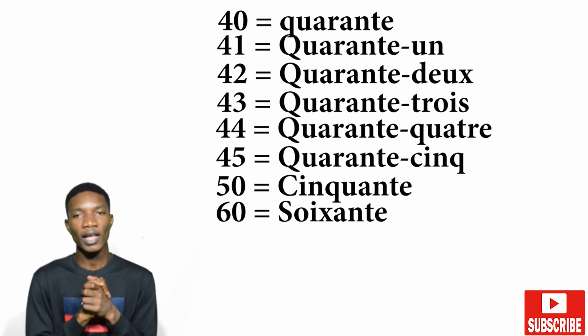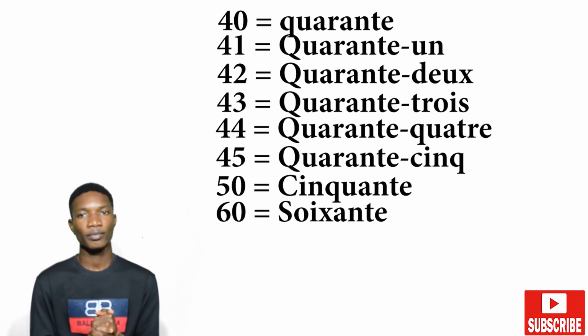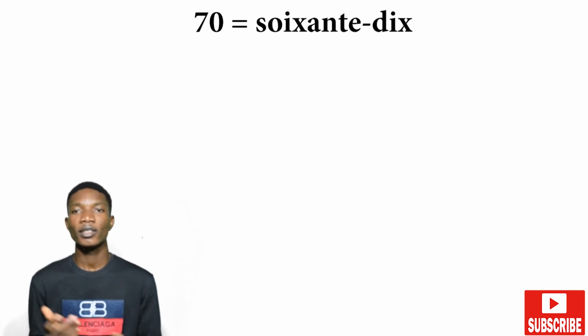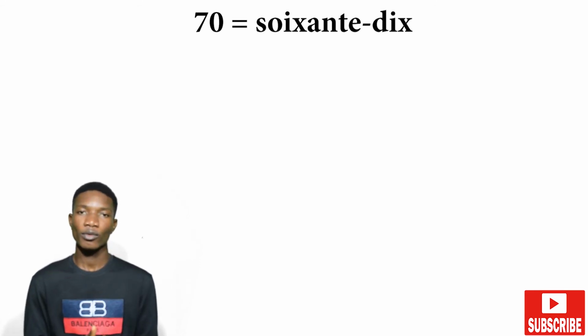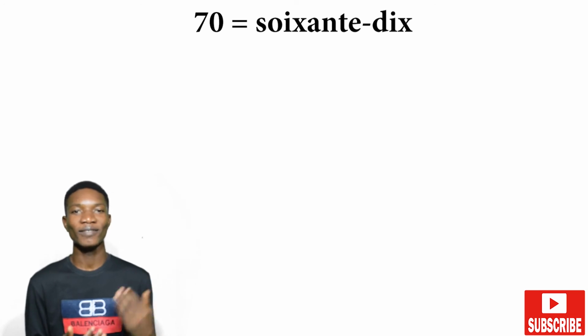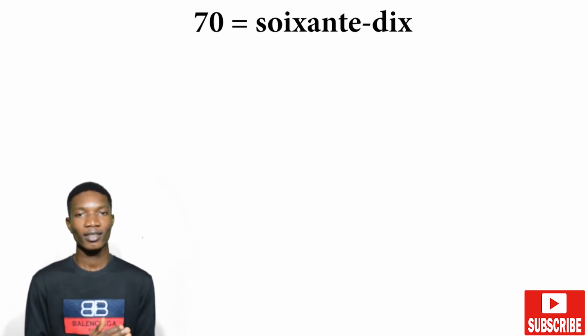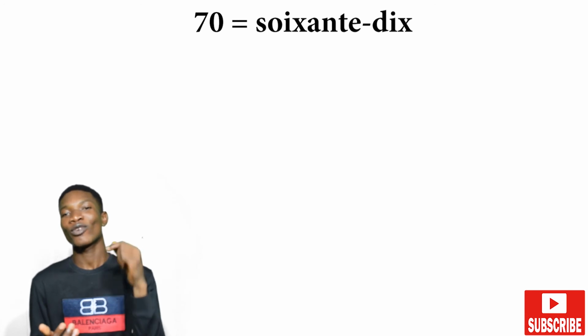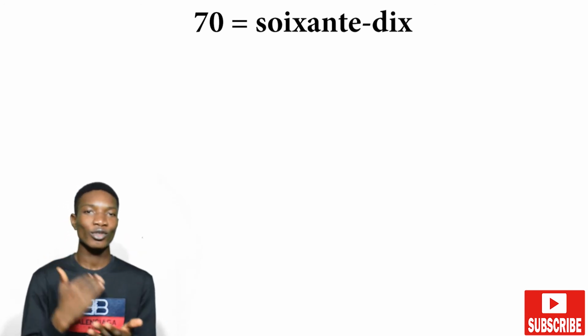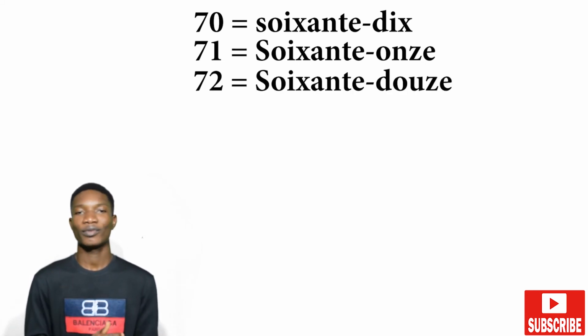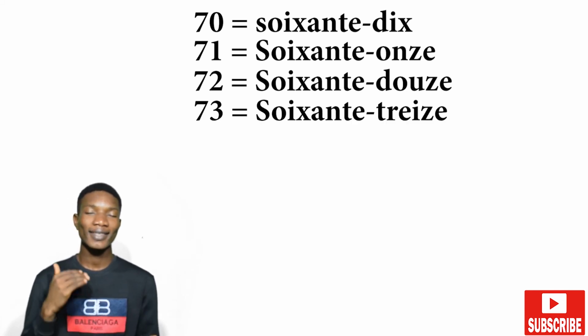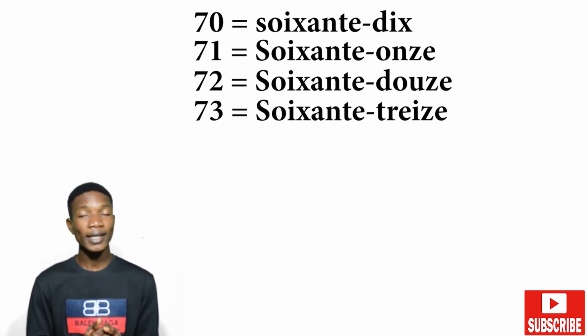Now when you come to 70, that's where it's complicated. In English we just say seventy, but in French it is different. Yes, that's a lot more complicated. It's not the same as the others we did. So now for 70, you will take it from 60 and add 11 onward, and then 71, 72, 73.